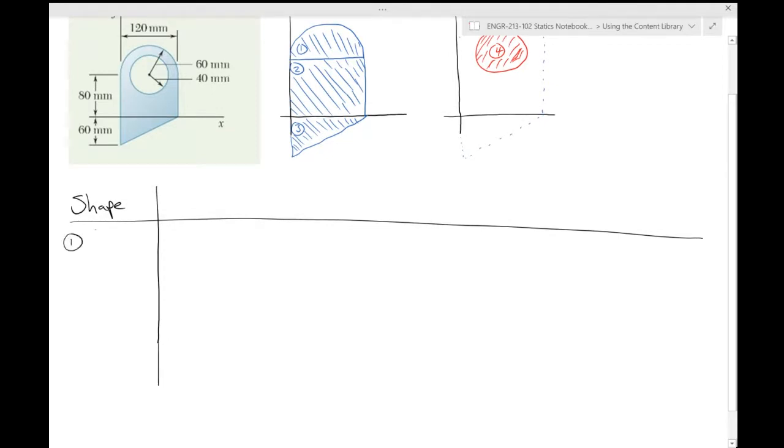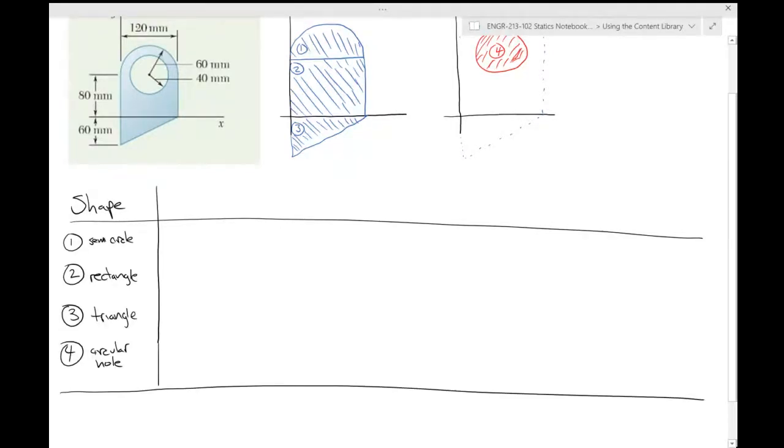So 1, we're going to call this the semicircle. We're going to have 2. Shape 2 is the rectangle. Shape 3 is the triangle. And shape 4, I'm going to call the circular hole. Okay, and put that down like that. Okay, so I've got 4 shapes that comprise this region.